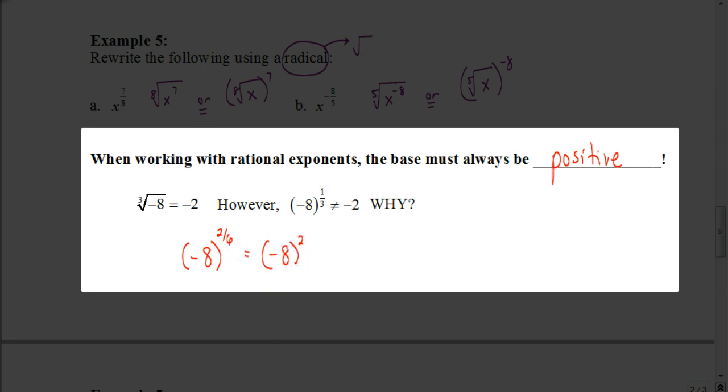So for this problem, I could apply the power first and then take the 6th root. So negative 8 squared is a positive 64. And now if I apply the 6th root to 64, well, that's a positive 2, which obviously is not the same as negative 2. So because of this loophole, where I could change the 1/3 to 2/6, our base has always got to be positive when we're working with rational exponents.